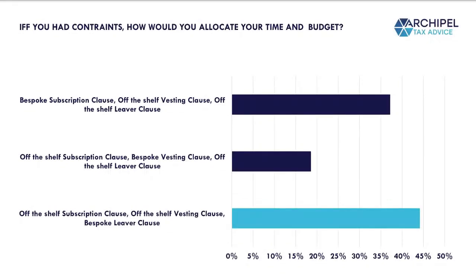Then there's the vesting clause, which means how do the units that you own get toggled on over time. And then there's the leaver clause, which says what you have to do with your units when you leave under different circumstances. So good leaver, bad leaver, maybe intermediate leaver. And turns out the most important one apparently is the leaver clause, because people are happiest with an incentive plan that would have an off-the-shelf subscription clause and an off-the-shelf vesting clause, but then put all their time and effort, if they had constraints, into the leaver clause.